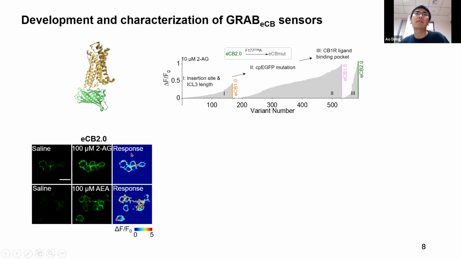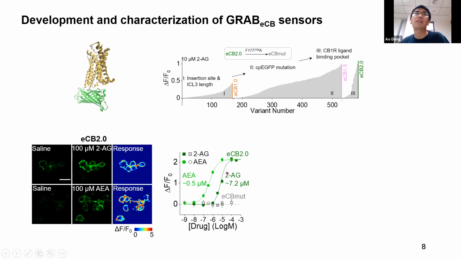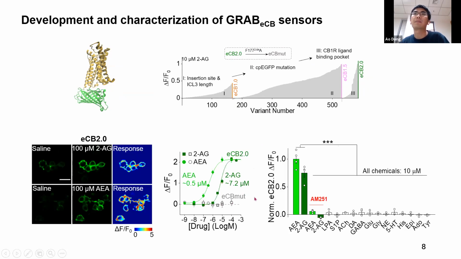When expressed in HEK cells, it shows good membrane trafficking and responds to both AEA and 2-AG in a concentration-dependent manner. We also generated a mutant sensor by introducing one mutation in the ligand binding pocket of eCB 2.0. This mutant sensor no longer responds to endocannabinoid, so it is a negative control. The response of the sensor is actually quite specific because it does not respond to other neurotransmitters or neuromodulators, and the response can be blocked by AM251, the specific inverse agonist for CB1 receptor.